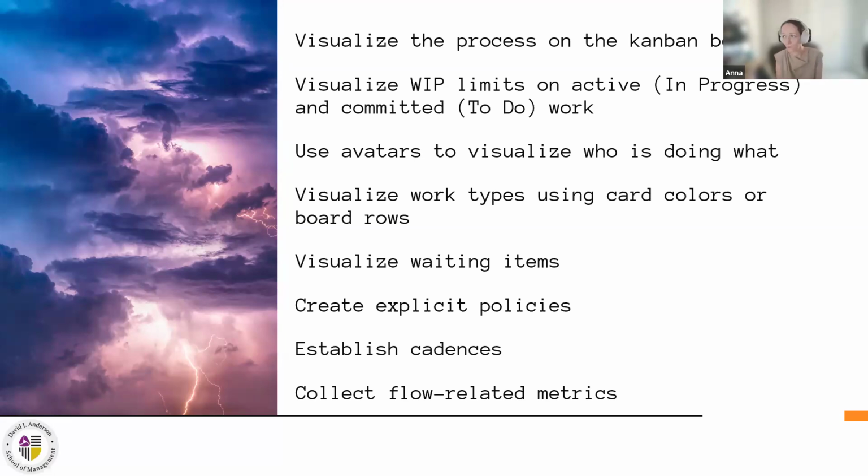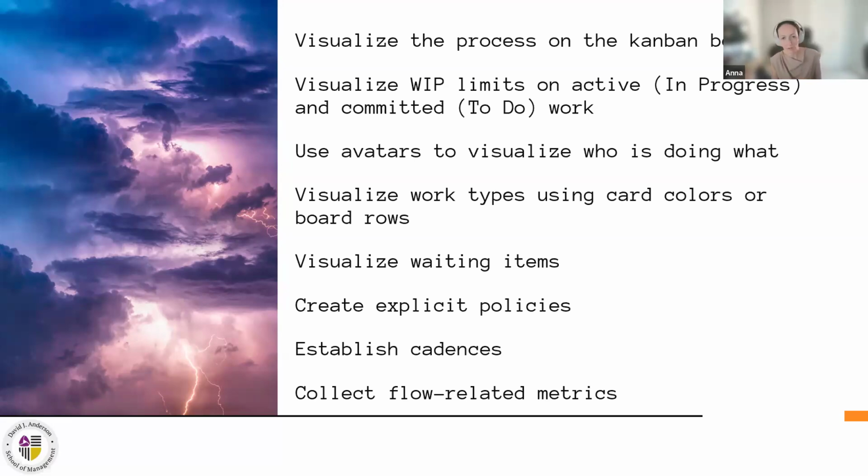Visualize work types using card colors or board rows. So when we talk about work types or work item types, we talk about the different types of requests that come to your process. If we talk about software development, it can be, for example, change request, defect, initiative, feature, user story. So it depends on you, on your process, what work item types you have.